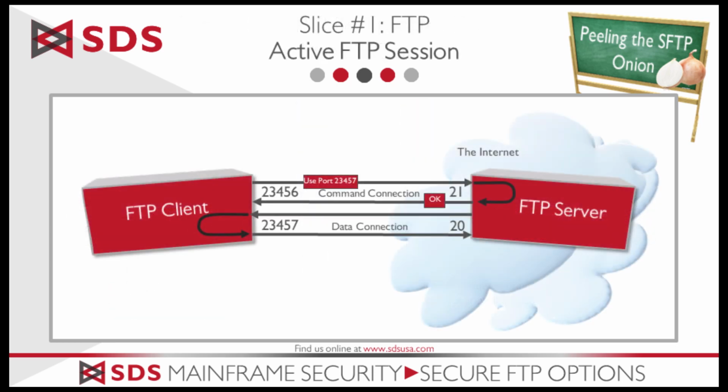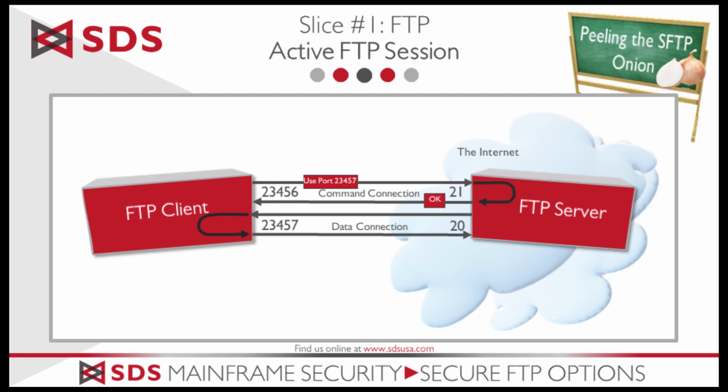This diagram gives a basic idea of what a standard active FTP session might look like. The client requests a connection to the server, the command session, and the server opens a data connection as necessary to transfer data between the partners. The FTP protocol was designed around a trusting relationship. Both participants in the communication were oblivious to the rest of the world.